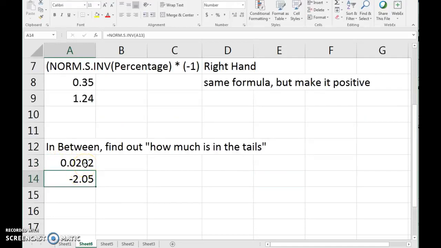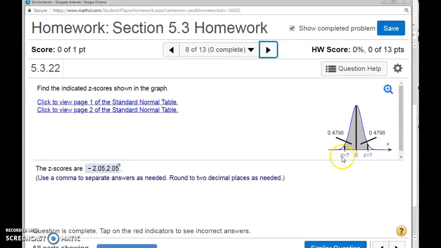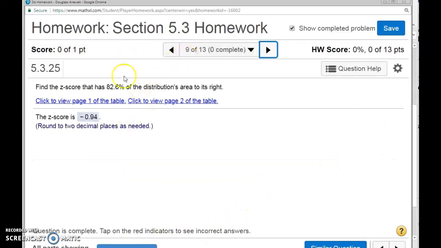So it's just like before now. We can use norm.s.inverse, and that's the percent we want in the tail. So when we hit enter, it gives us that z-value, that critical value that marks the cutoff part for having that much in the tail. And by symmetry, if it's the -1 here, you just make it positive and you have the right-hand z-value. Number 9 is just asking about a right-hand tail with that much in it.